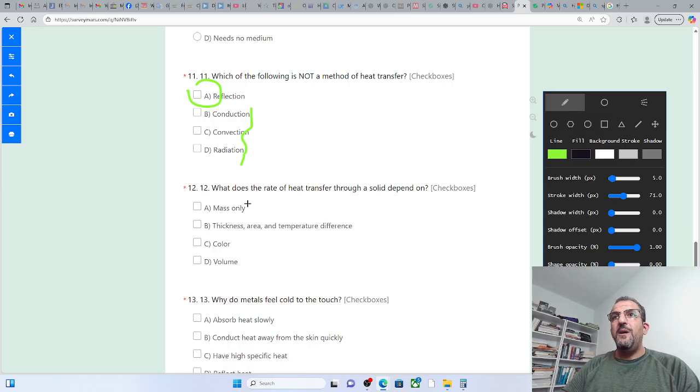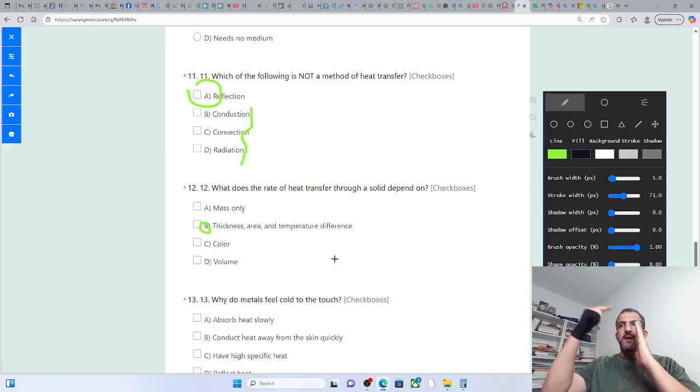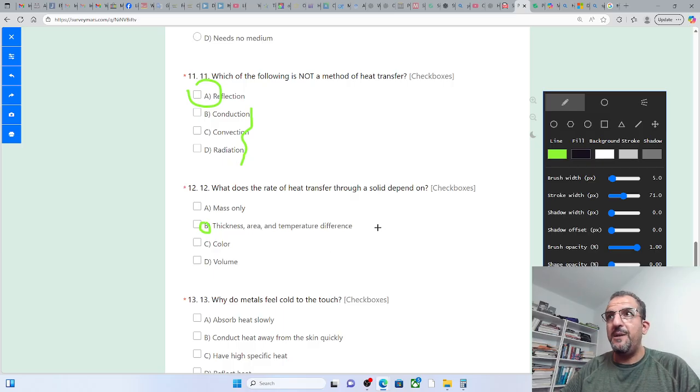Number 12, what does the rate of heat transfer through a solid depend on? The mass only, thickness, area, and temperature difference, color, volume. So I believe B is the right answer. The thickness, the area, and also the temperature difference between the two sides. That's going to help you guys to study the heat transfer through a solid material.